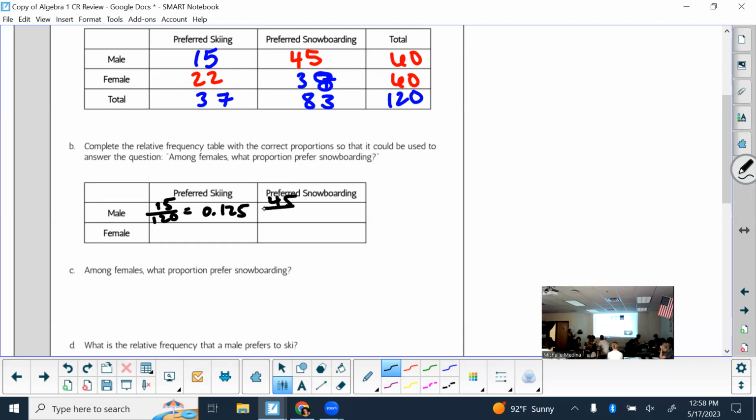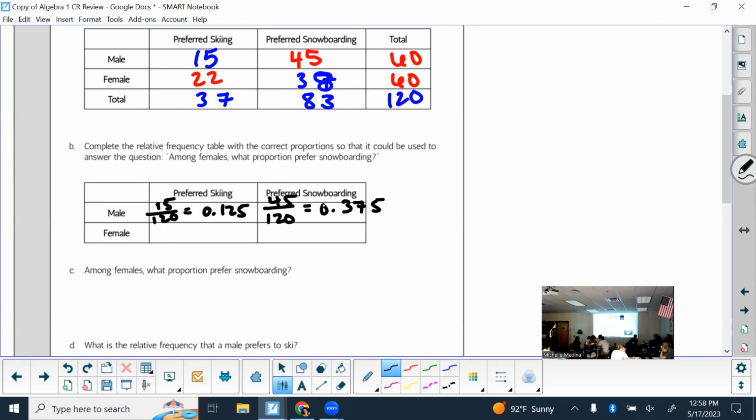Well, is it 60 or 120? 120. If you're making a table, you have to do it by your grand total. So 45 divided by 120. I got 0.375. Okay, right? Because I should be able to look at this and see, okay, this is my proportion of the whole people. Does that make sense?